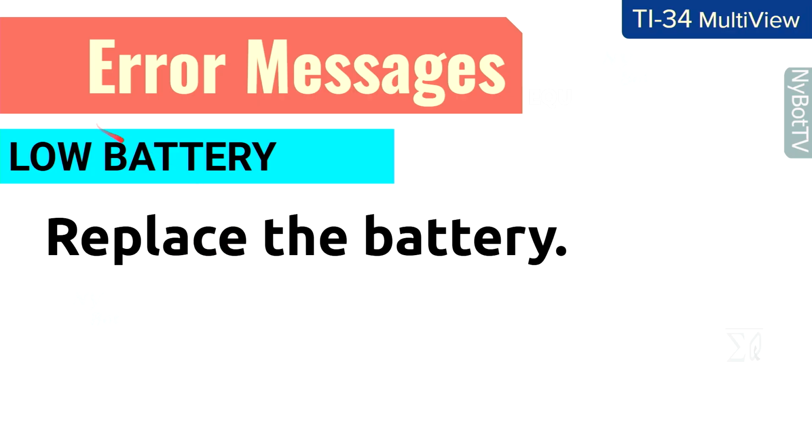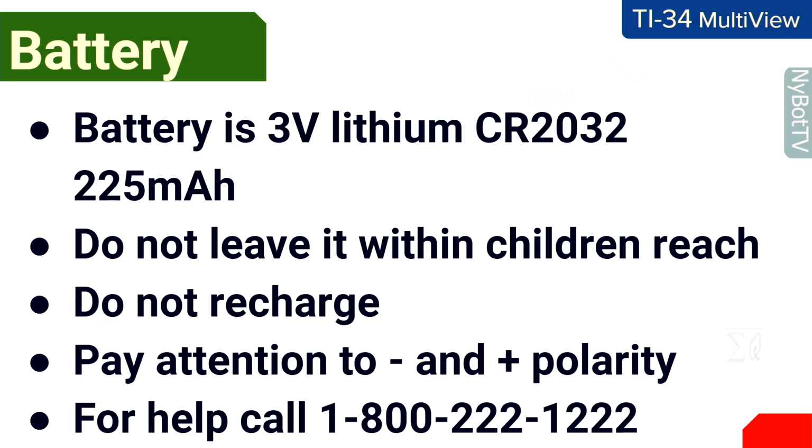Low battery. When you see this, replace the battery. Here is the battery information. The battery is 3 volts, lithium CR2032, 225 milliampere hour. Do not leave it within a children's reach. Do not recharge. Pay attention to the plus and minus polarity. For help, call 1-800-222-1222. This is a poison control phone number.